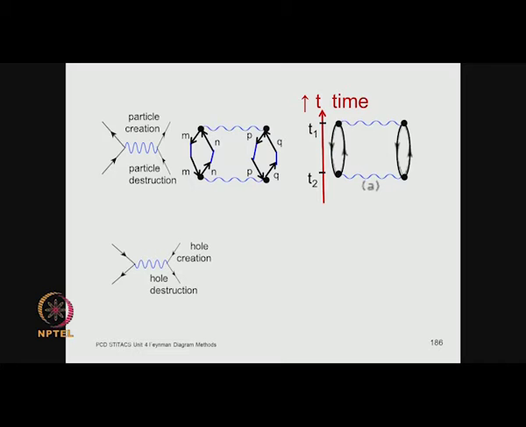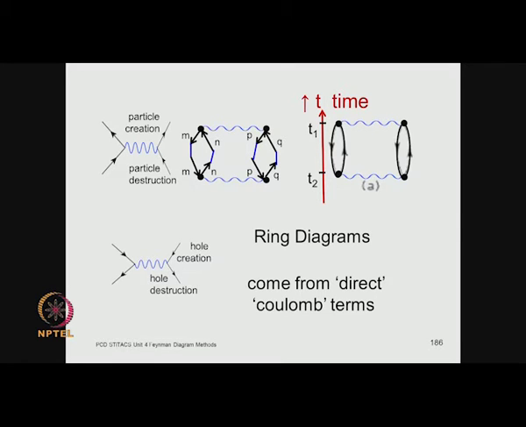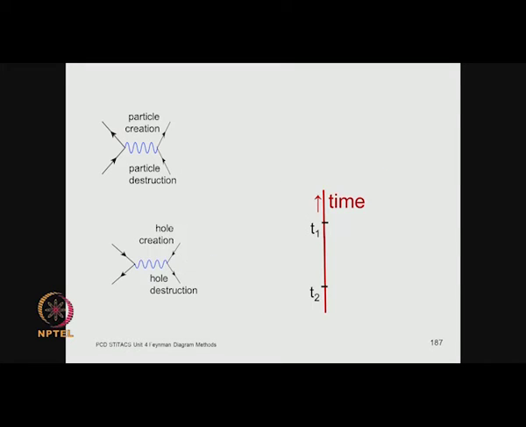You can consider another example over here. Let me take it over here. So, these are the ring diagrams which come from the direct interactions, which are also referred to as the Coulomb terms. Let us draw another second order diagram.